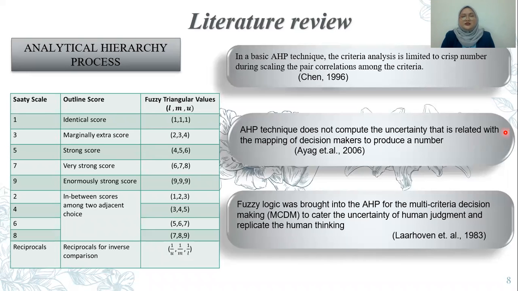For the basic AHP technique, the criteria analysis is limited to crisp numbers during the scaling of pair correlation among the criteria. AHP technique does not compute the uncertainty that is related with the mapping of the decision maker to produce a number. Fuzzy logic was brought into the AHP for the MCDM to cater to the uncertainty of human judgment and replicate human thinking. For the AHP, we use the SAT scale. For the fuzzy logic, we use the fuzzy triangular values.